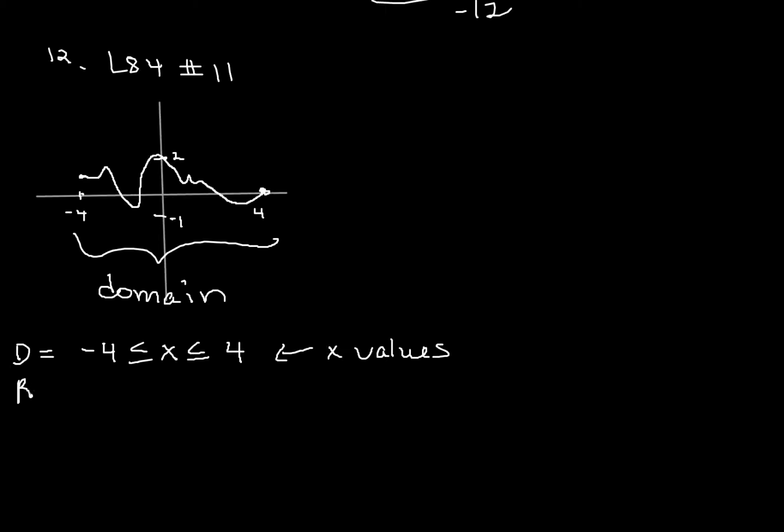Now the range is the y values. So the range goes from negative 1, that's the lowest, even though mine didn't really hit it. It should have hit down here. Okay. So the range is your y value. The lowest is negative 1 and the highest is 2. So for your range, you're just going to write negative 1 is less than or equal to y is less than or equal to 2.